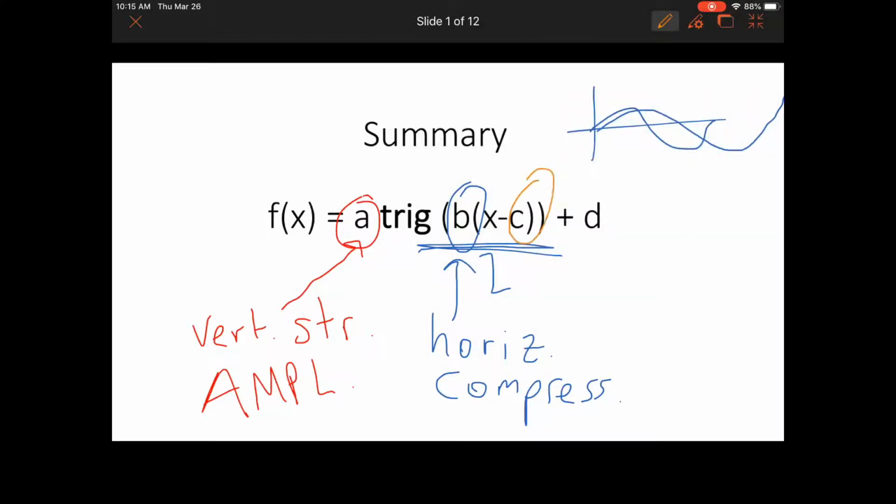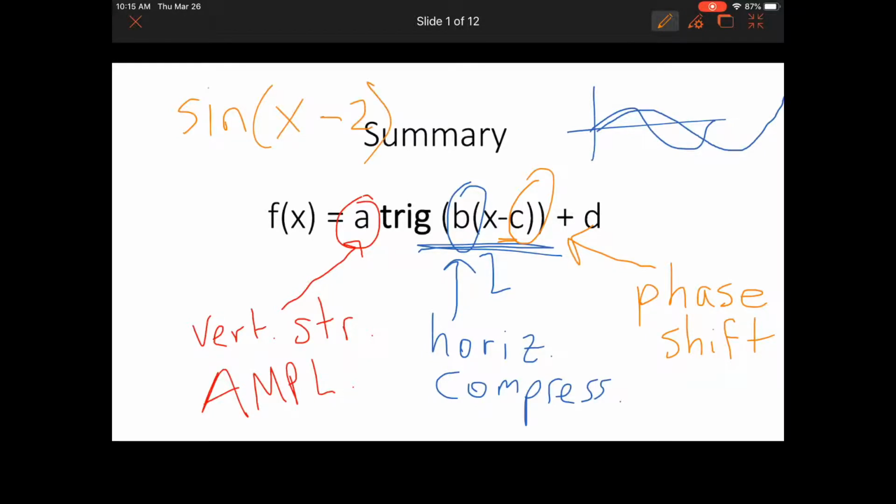My c value, this is my shift. Notice the negative symbol in front, so it's kind of like a shift the opposite way. This is my shift. This is also called a phase shift, but a lot of the time I would just call it a horizontal shift, but that is a phase shift, meaning if you have sine of x minus 2, you're actually going to shift it right 2, which is a bit weird. Once again, it's a bit counterintuitive because of the negative symbol. That is going to be a phase shift right 2.